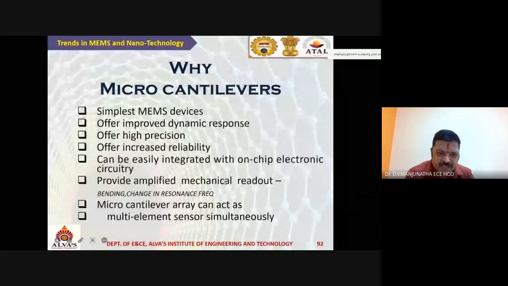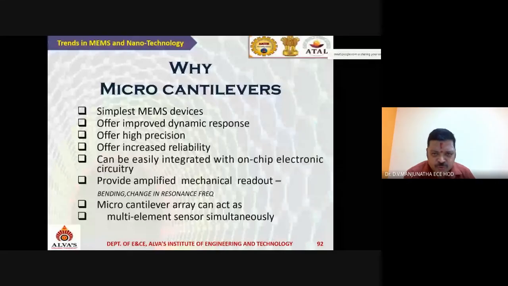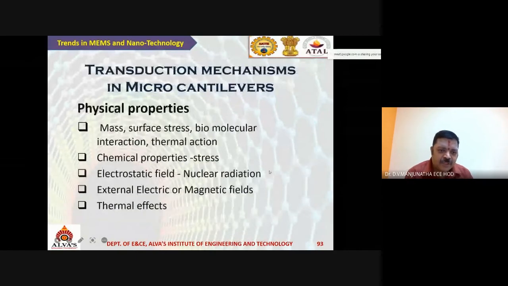Why micro cantilevers? They are the simplest MEMS devices, right? So a lot of advantages are there. Time is getting close. You can see a lot of information on Google. These offer increased reliability, can be easily integrated with on-chip electronic circuitry, and provide amplified mechanical readouts. A micro cantilever array can act as a multi-element sensor simultaneously: mass, surface stress, biomolecular interaction, thermal action, chemical property stress.